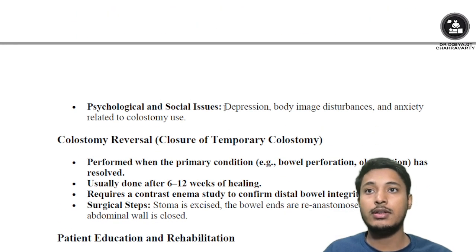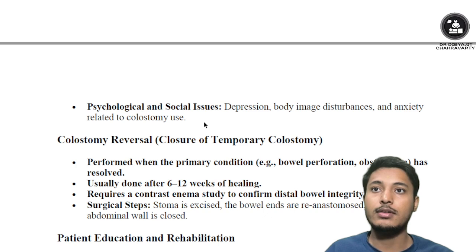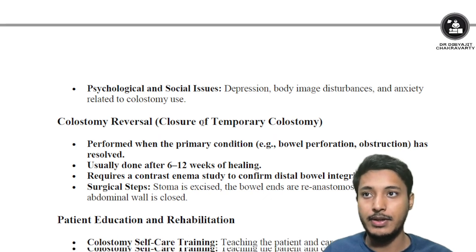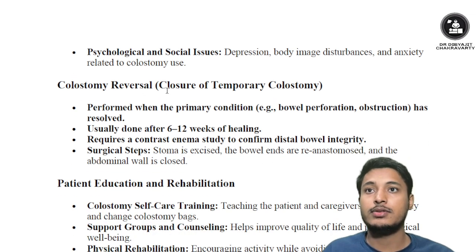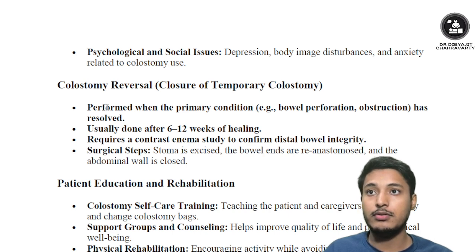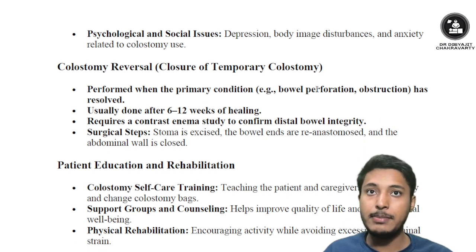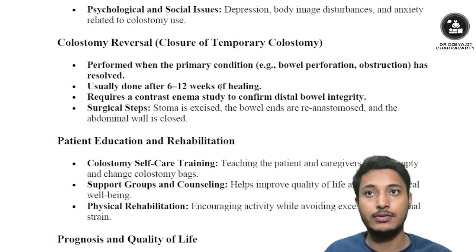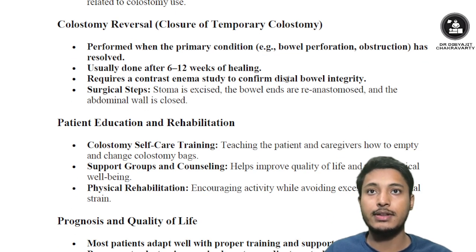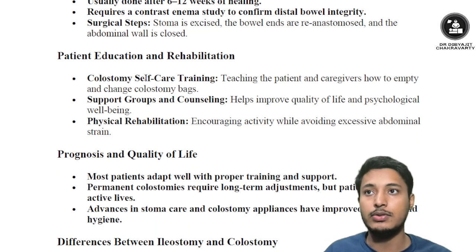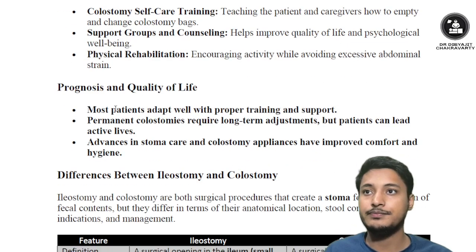Psychological and social issues like depression, body image disturbance, and anxiety related to colostomy use are also observed in some cases. Regarding colostomy closure, that is the closure of the temporary colostomy, it is performed when the primary condition has been resolved, usually done after 6 to 12 weeks, and requires a contrast enema study, that is distal loopogram. Patient education and rehabilitation includes colostomy self-care training, support groups and counseling, and psychosocial rehabilitation.